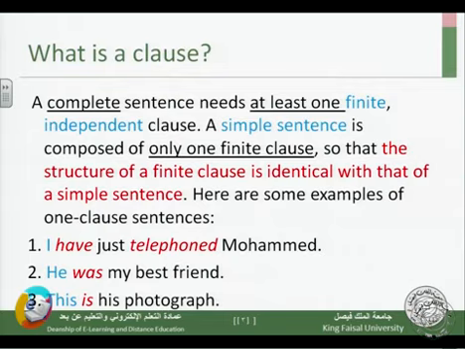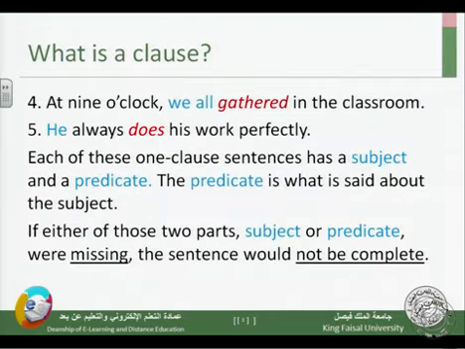Number 2, he was my best friend. Subject, verb, and then this is of course one clause. It is only one clause sentence. 3, this is his photograph. This subject is verb, so we have only one clause, and this is a one clause sentence as well.